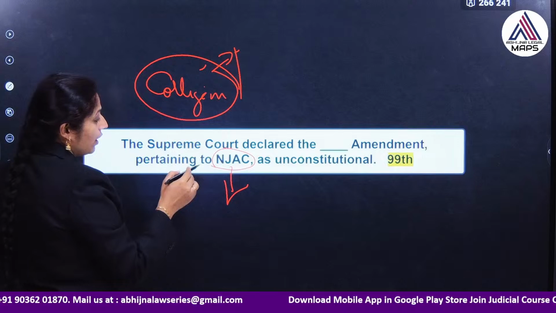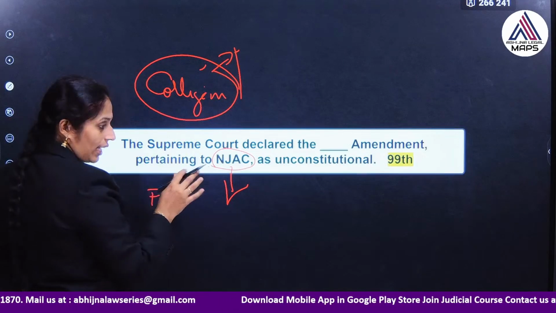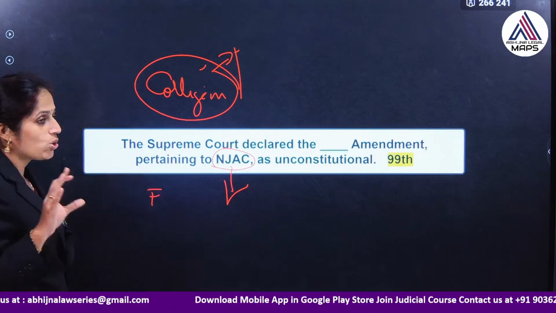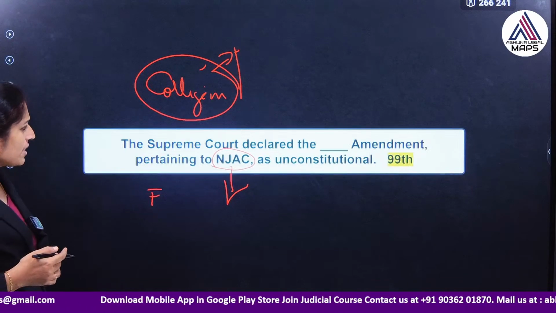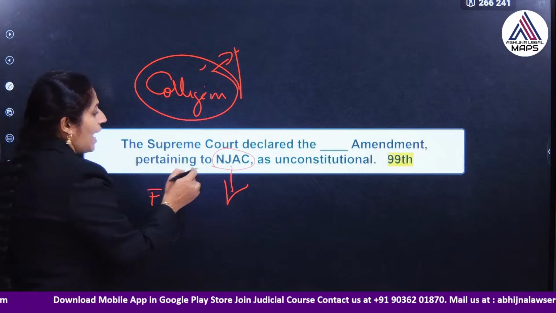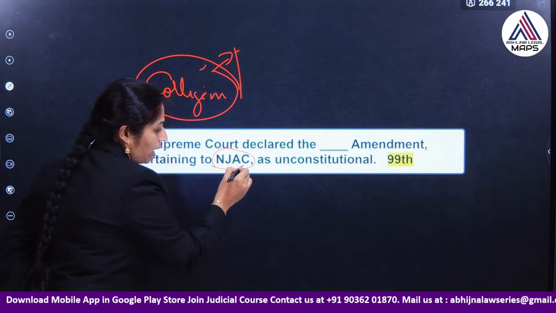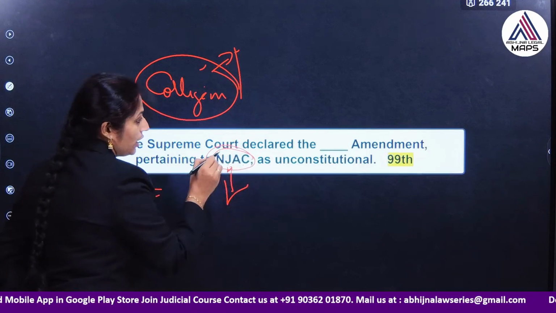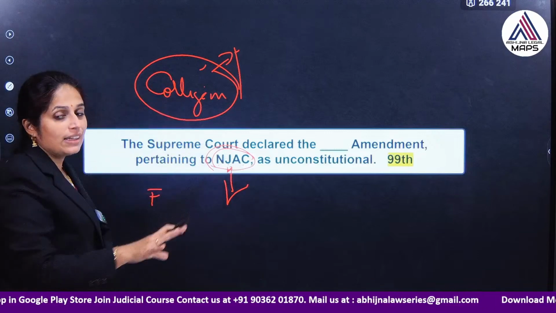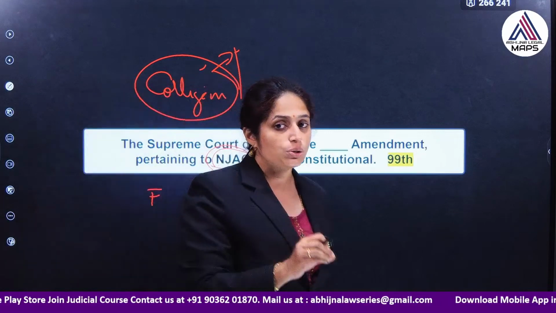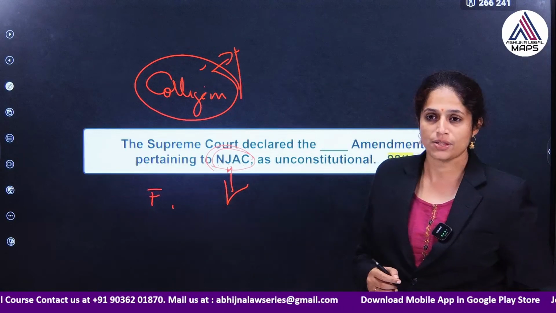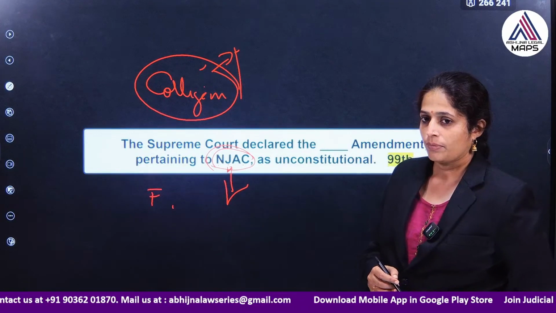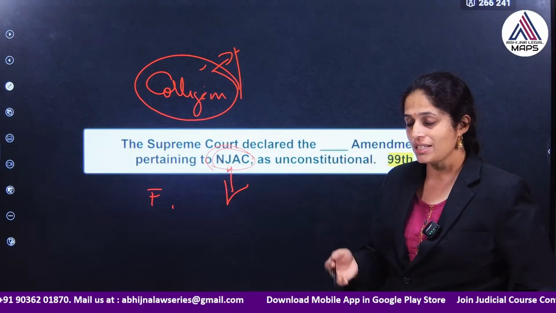But later in the 4th Judges case, also called the Supreme Court Advocates on Record case, it was held that this National Judicial Appointment Commission is unconstitutional. So, the entire 99th Amendment was held to be unconstitutional in the 4th Judges Transfer case. So, again the collegium system is restored.